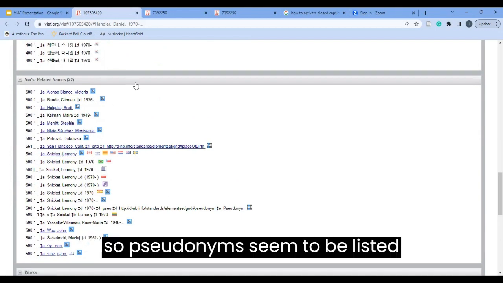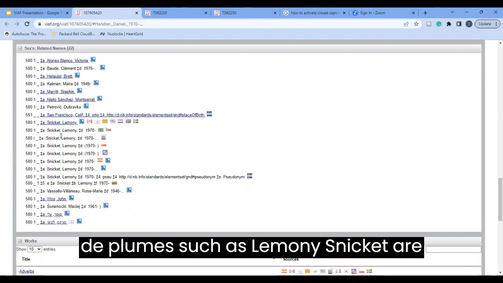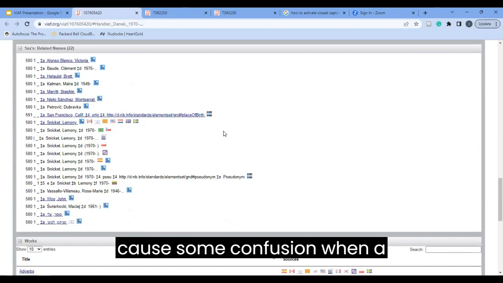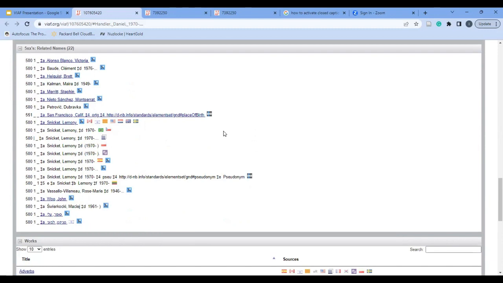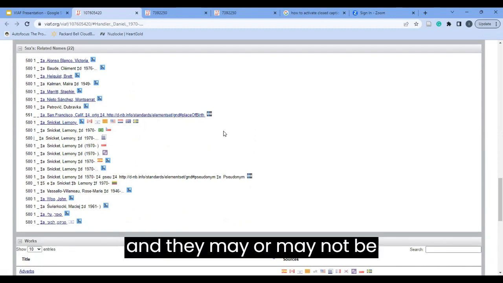So pseudonyms seem to be listed in the 400s, whereas proper noms de plume, such as Lemony Snicket, are listed in the 500s, which can cause some confusion when a writer is known by several names and they may or may not be pseudonyms or noms de plume.